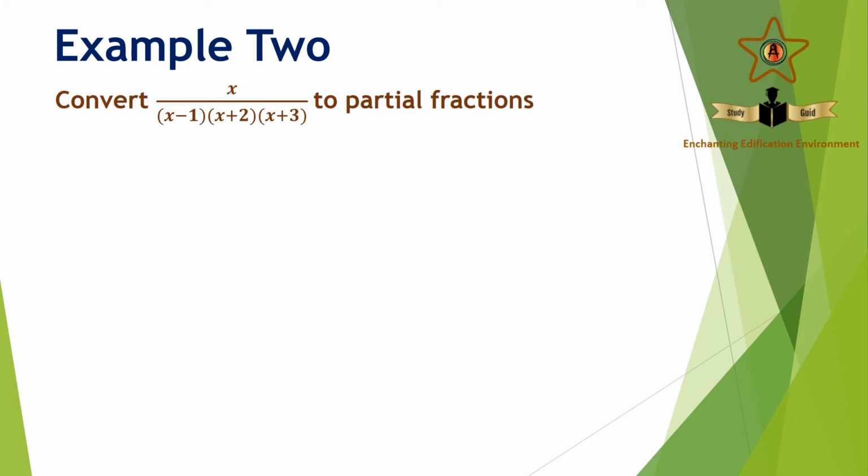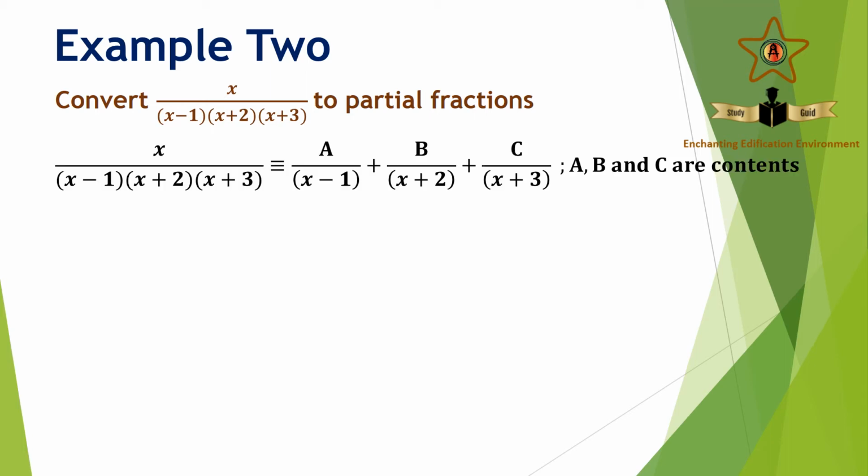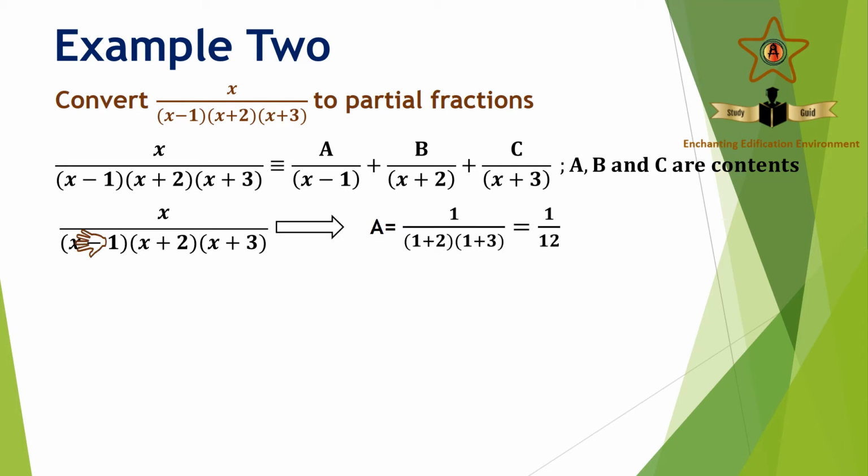Now it is time to start example 2. Here we convert x over (x - 1)(x + 2)(x + 3) to partial fractions. First of all, we write x over (x - 1)(x + 2)(x + 3) as a over (x - 1) plus b over (x + 2) plus c over (x + 3), where a, b and c are constants. Then we cover x - 1 and apply x = 1. So now we get a = 1 over (1 + 2)(1 + 3), which is 1 over 12.